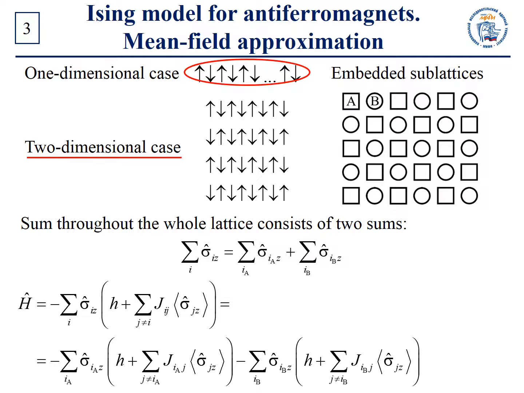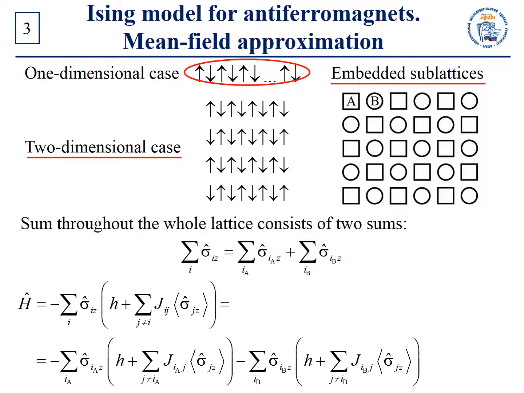Let us divide our system, the whole lattice, into two sublattices A and B, with alternating arrangement of the nodes. See the picture. Such sublattices are called embedded sublattices. Since we consider that the exchange integral is not equal to 0 only for the neighboring magnetic moments, such division into two sublattices suggests that magnetic moments of one sublattice do not interact with each other.